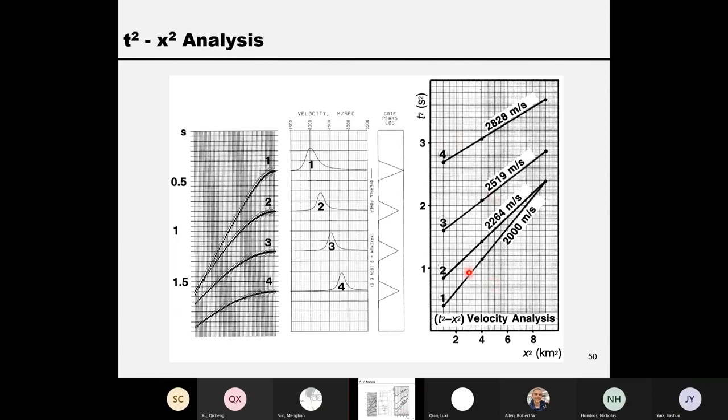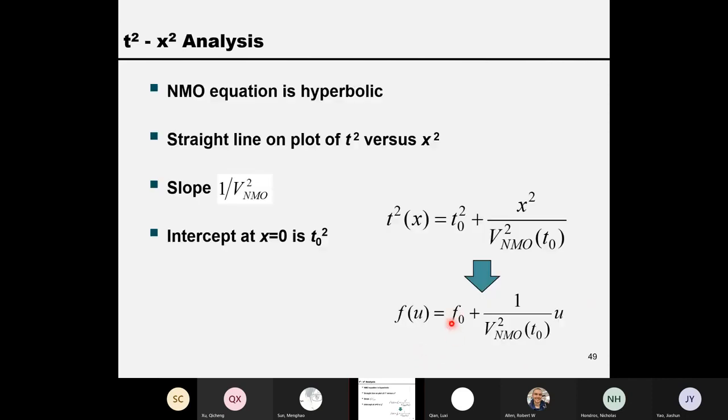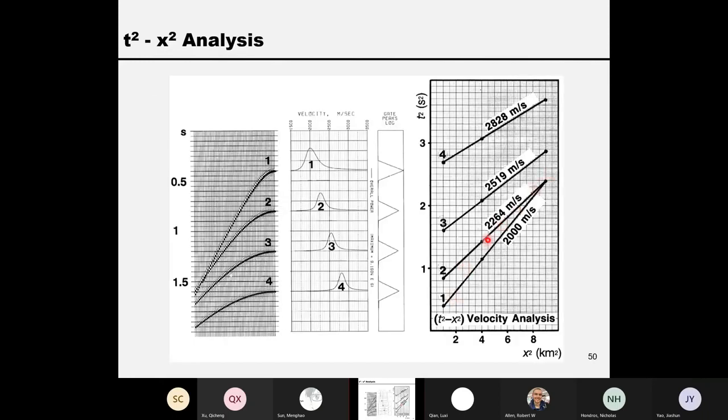spectrum, amplitude or power. Now, we change x squared into a single parameter. We consider x squared as a single first-order parameter, like u, and t squared as a function f, not just t squared. So we have t naught squared. This curve here, that's the intersection to here. The intersection here is t naught squared, and the slope here is 1 over velocity squared. You can see?